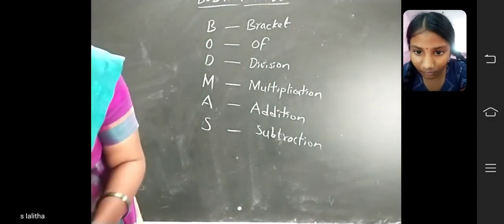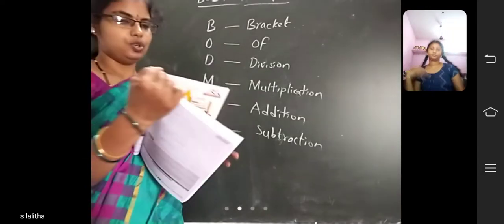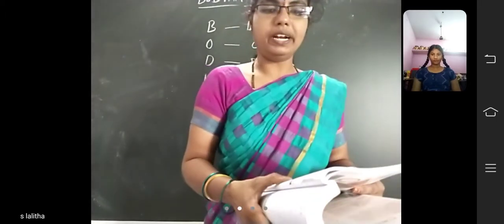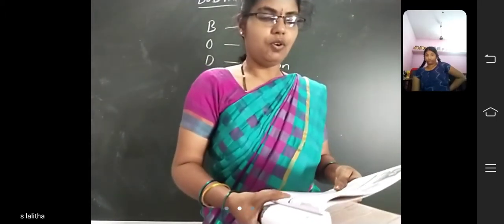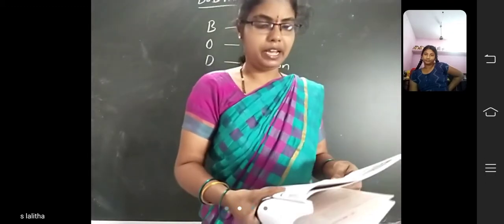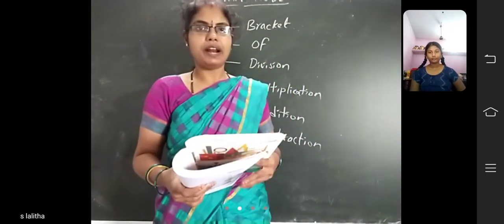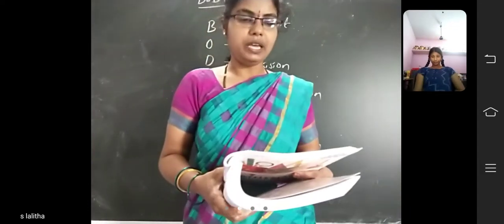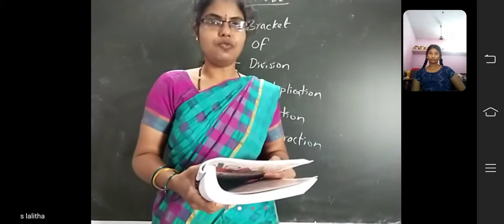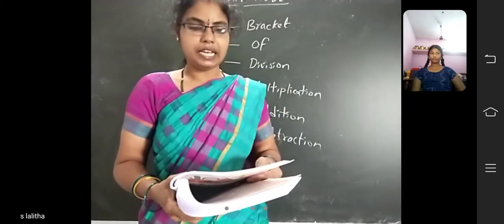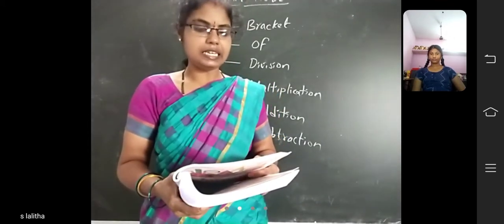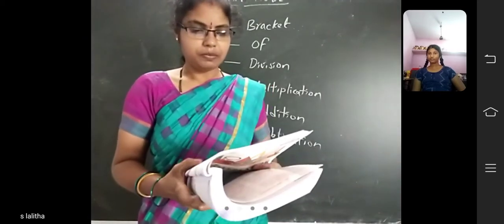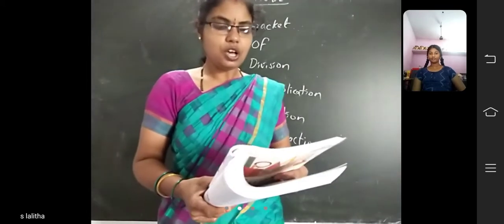See page number 38, children. BODMAS rule. The BODMAS rule tells us the order in which simplification has to be done while solving a problem involving addition, subtraction, multiplication and division and use of brackets. The order is given by the word BODMAS, where B stands for bracket, O stands for of, D stands for division, M stands for multiplication, A stands for addition, S stands for subtraction.